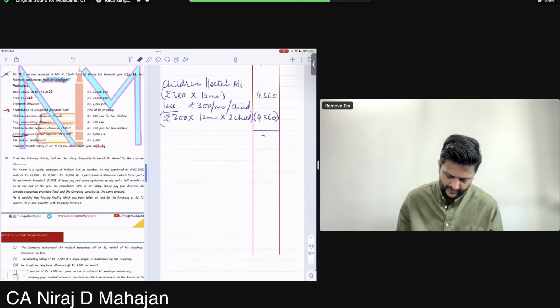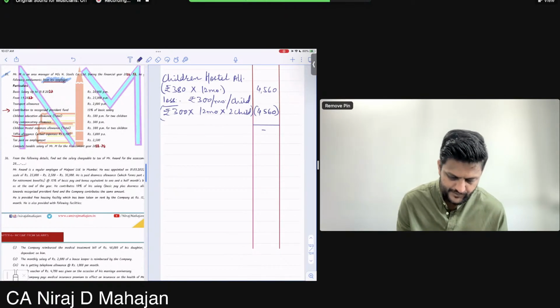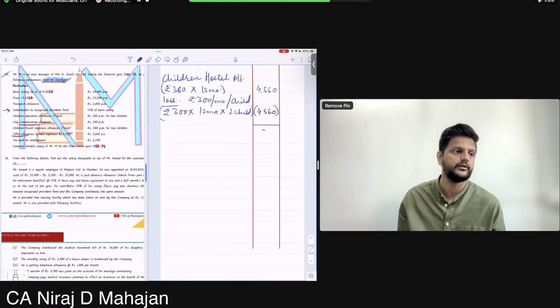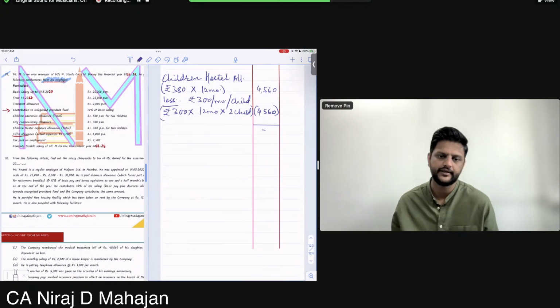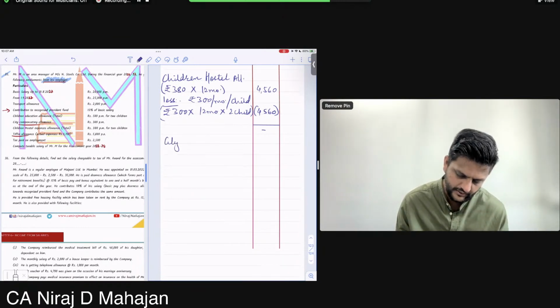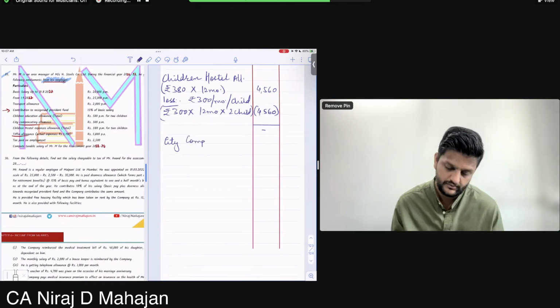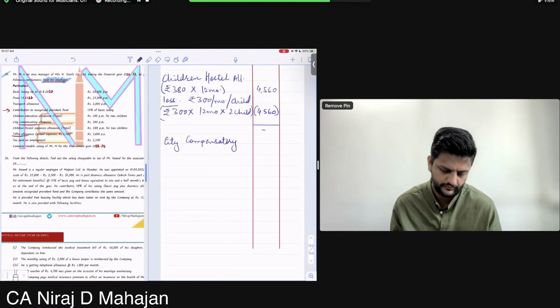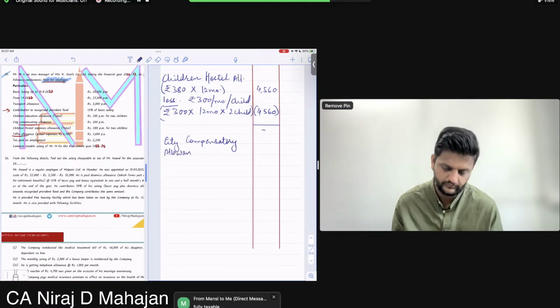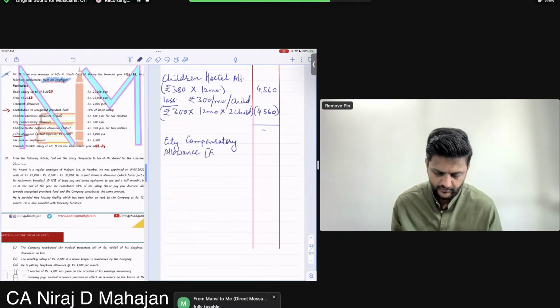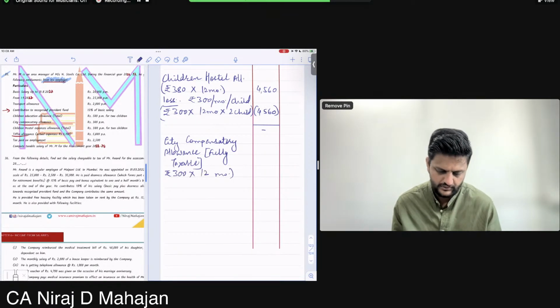Then we have what, children? City compensatory allowance. Check in the textbook what happens. You will find it in the table. Fully taxable, fully exempt. That table is there. City compensatory. Fully taxable, correct. Rupees 300 into 12 months, 3600 fully taxable.